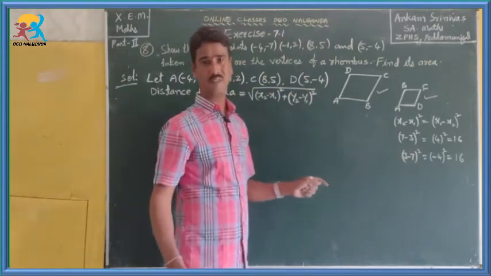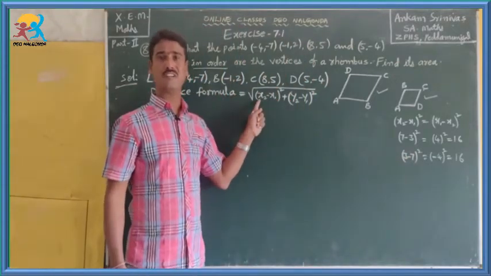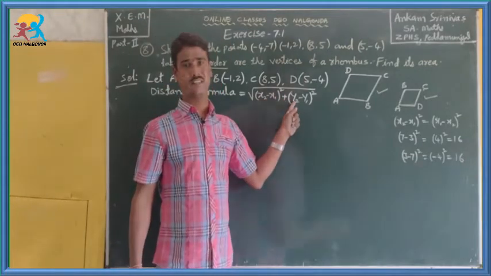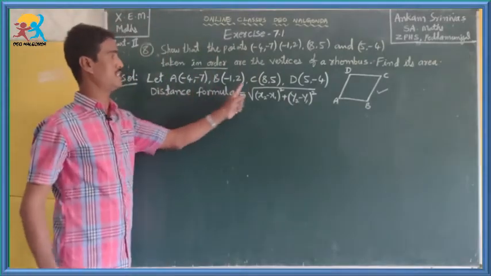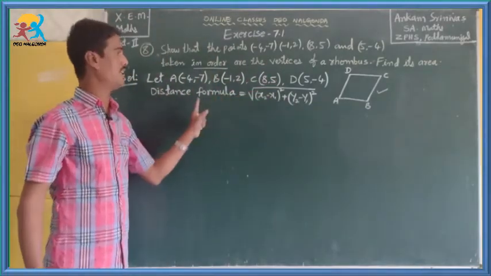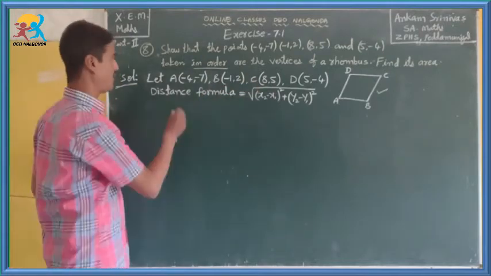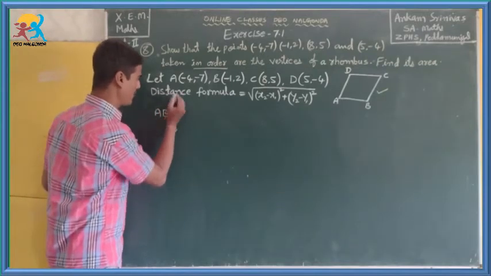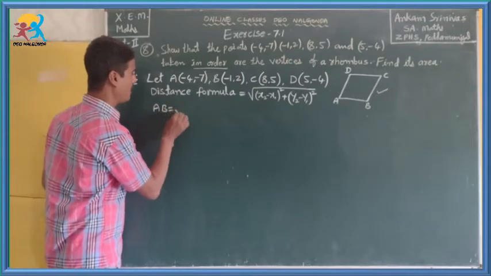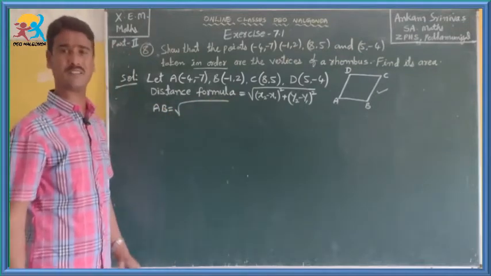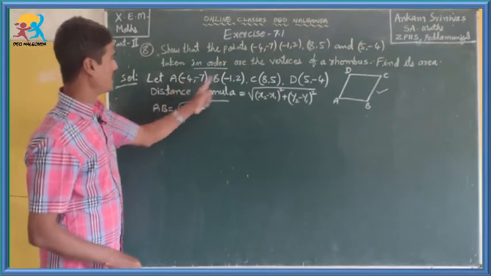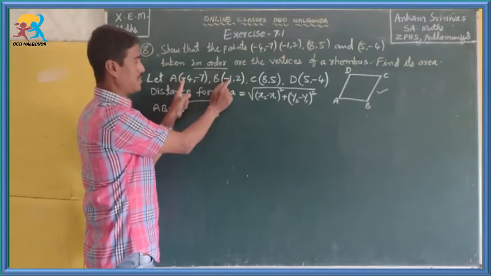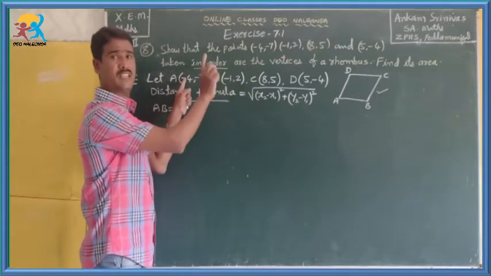So keep in your mind, here the difference of first coordinates whole square plus the difference of second coordinates whole square. To prove the given points form a rhombus, we have to find the lengths of the 4 sides. Now I am going to find the length of the first side AB. How to find the length of AB? What is the formula? Square root of x2 minus x1 whole square plus y2 minus y1 whole square. You can take either x2 minus x1 or x1 minus x2, whatever you wish.